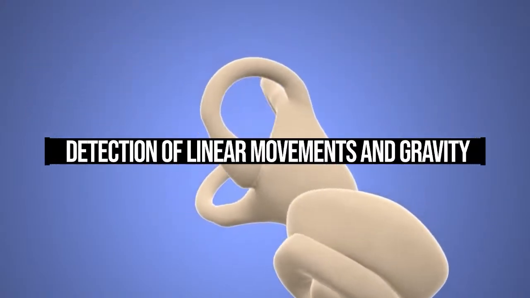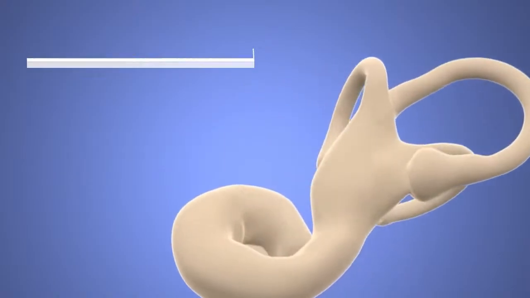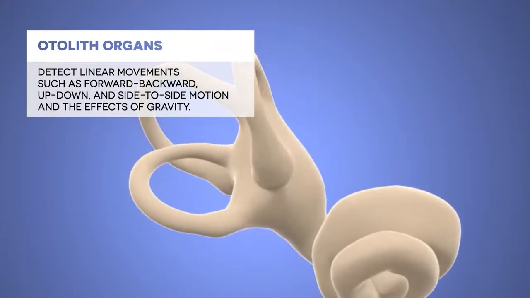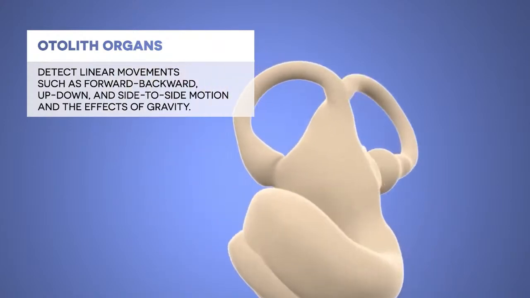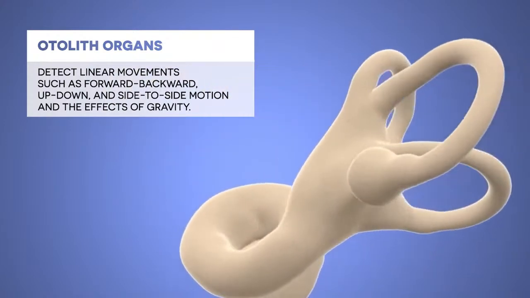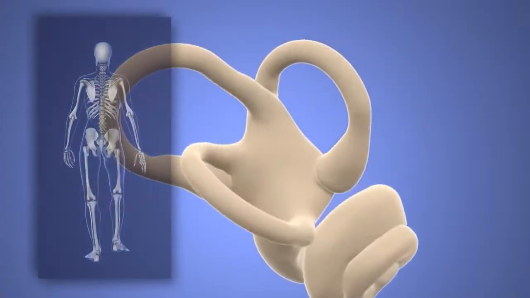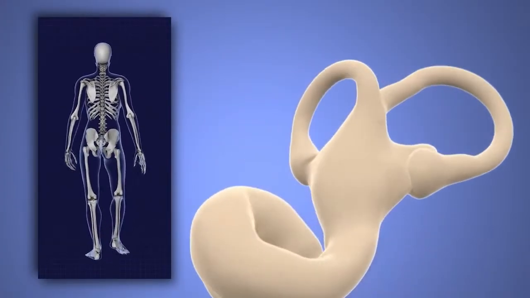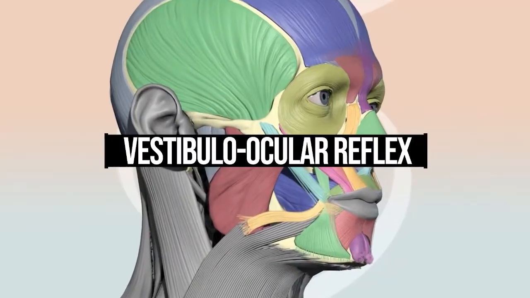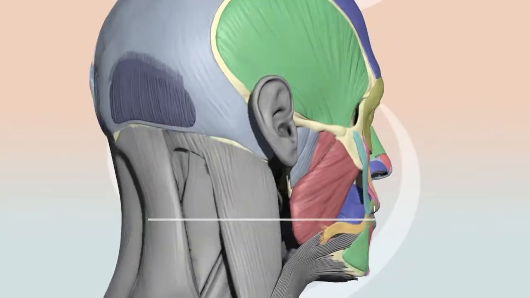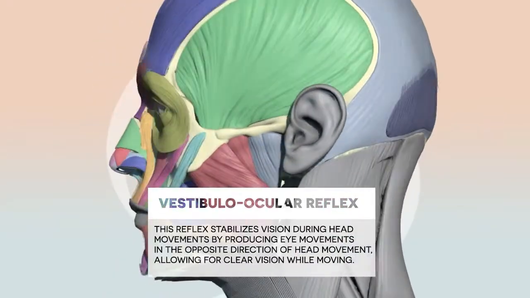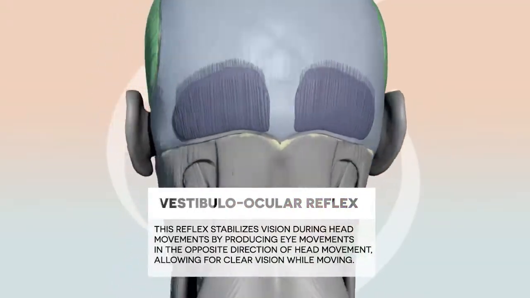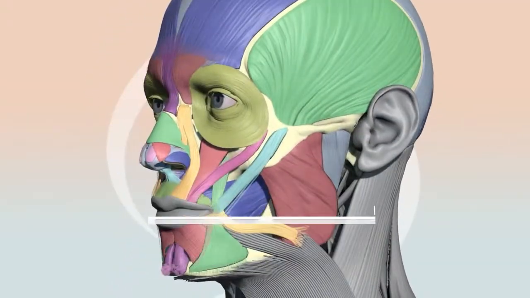Detection of linear movements and gravity. The otolith organs, utricle and saccule, detect linear movements, such as forward-backward, up-down, and side-to-side motion, and the effects of gravity. They help in understanding the orientation of the head relative to the ground, aiding in balance and posture. Vestibulo-ocular reflex, VOR. This reflex stabilizes vision during head movements by producing eye movements in the opposite direction of head movement, allowing for clear vision while moving.